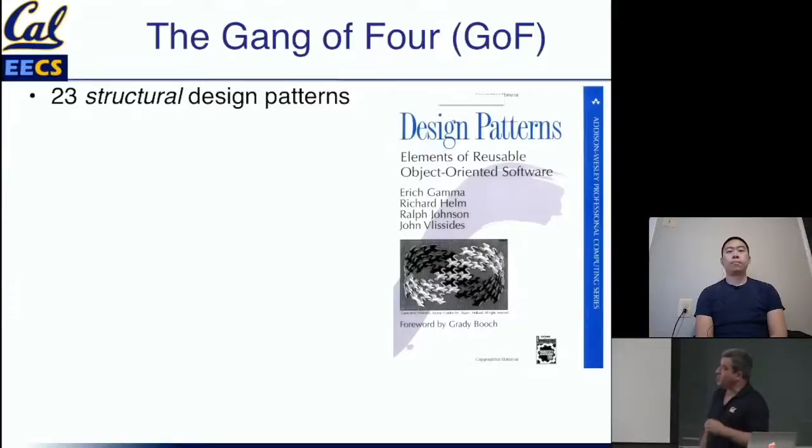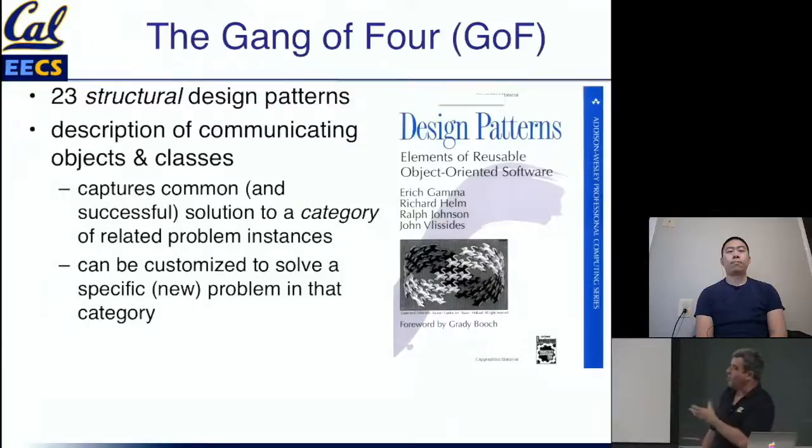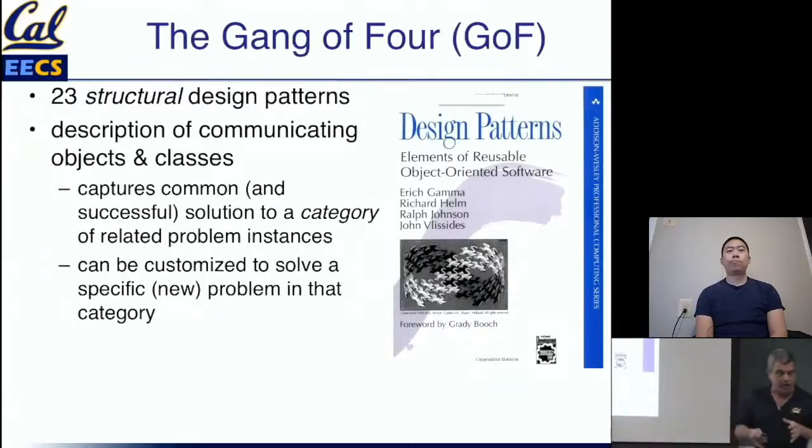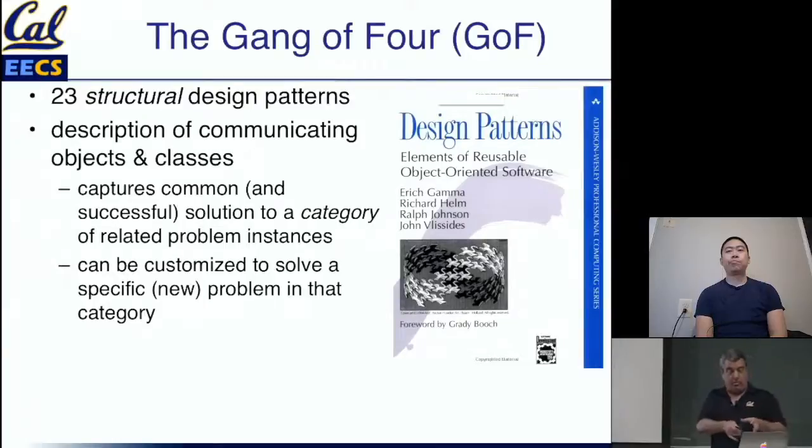They identified a total of 23 design patterns. And what they're really capturing is the way that objects and classes communicate with each other, right? So think of the same idea as model view controller, only now it's at a finer-grained level, and will solve subproblems that would happen inside of a model or inside of a controller, for example.